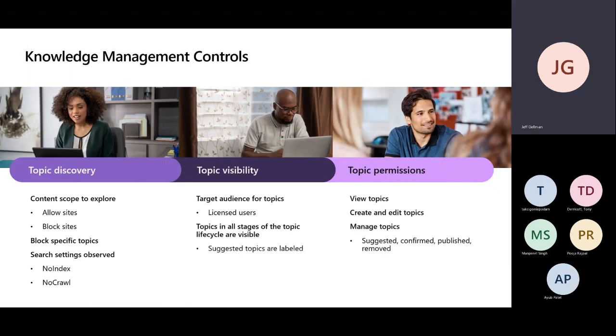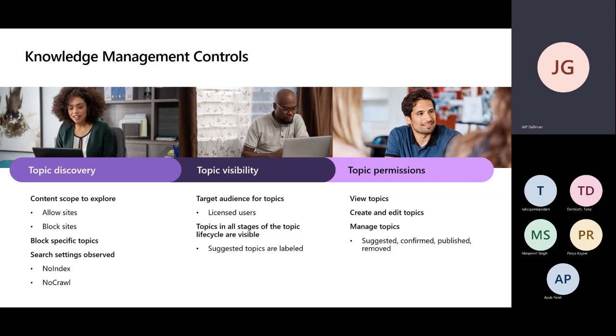So Viva Topics comes with powerful controls to allow you to shape the delivery of knowledge within your organization. It's based on top of Microsoft Search. So if information is not being indexed in Microsoft Search, it's not going to be shared from Viva Topics. You can also introduce a block list for certain topics that you may not want to be generated under any circumstances. The second set of controls relate to topic visibility.